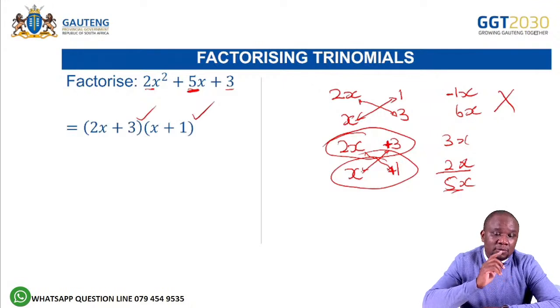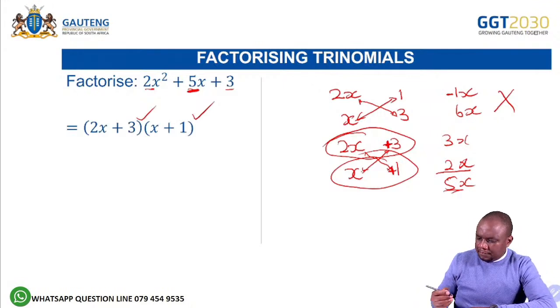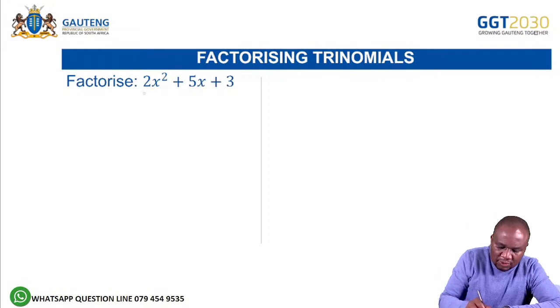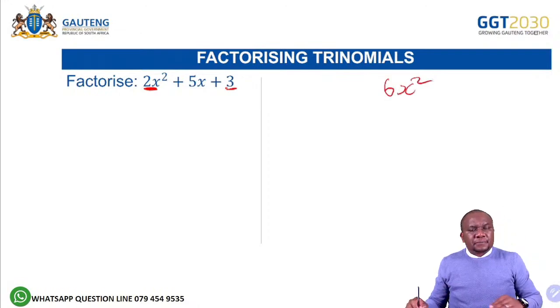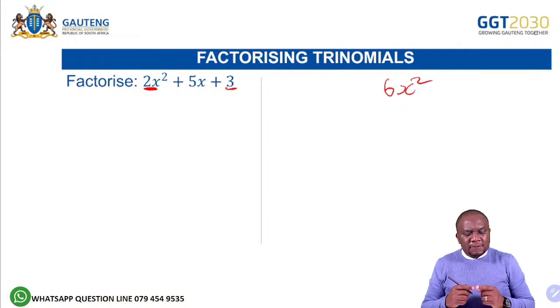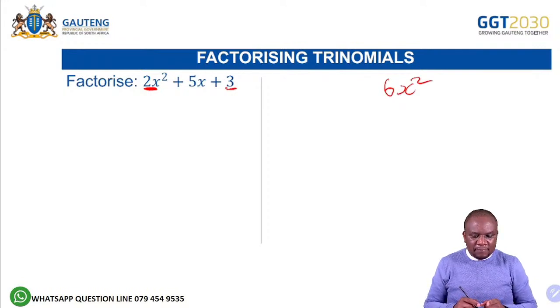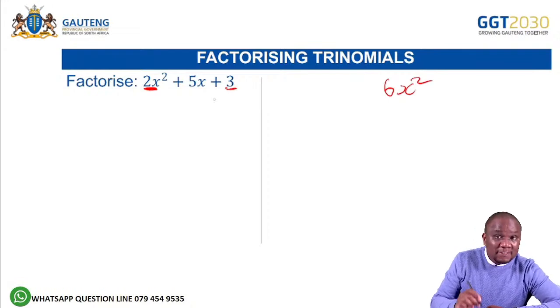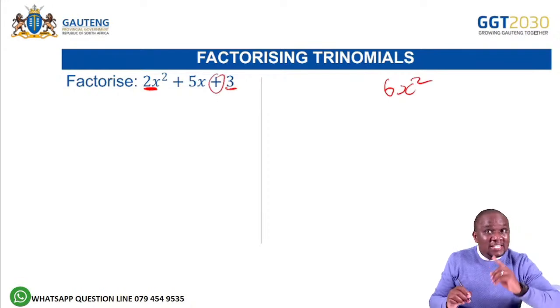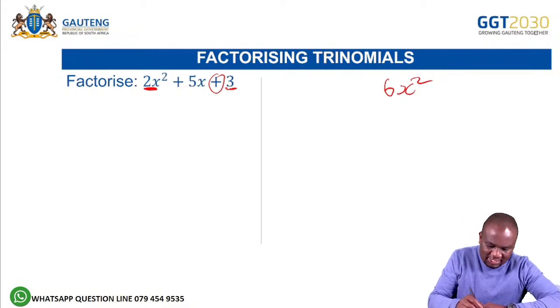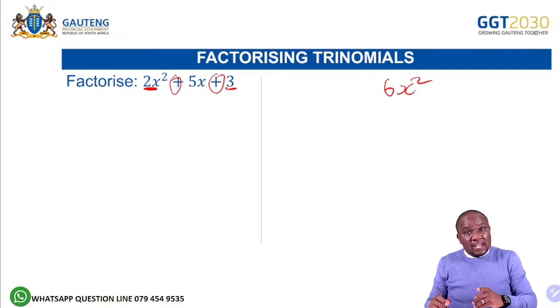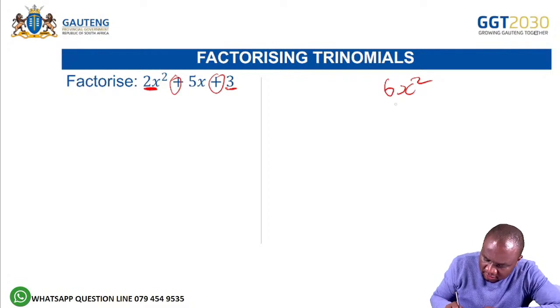Second method, we're going to get the same factors, but let's do it together. The second method says we multiply x squared with 3. What do we get? We get 6x squared. And then we look for the factors of 6x squared that can give us 5 if we add them. It means these two factors must have the same sign. This positive 3 means the same sign. It can be negative, negative, or positive, positive. But this one confirms that they must both be positive.